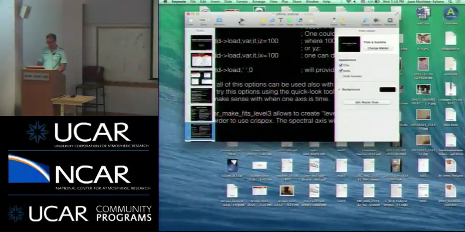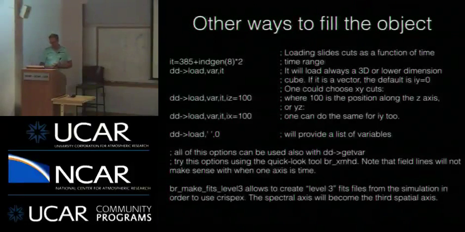Now I go back to the presentation. I wanted to say that there's also the option of using CRISPEX. For those who are really familiar with CRISPEX, you can convert the data into some sort of level 3 format of the FITS files. That will take forever to do here. Basically, instead of a spectrum, the third axis is going to be the third spatial dimension. And then you should be able to run CRISPEX with this data too.